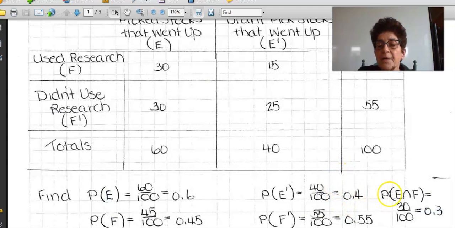The other thing we want to notice is what is the probability, if we pick a broker at random, that E and F occurred. That's the probability that the broker picked stocks that went up and that the broker used research. You can see that that is right here, these 30 people. It's where F and E intersect in the table. So we have 30 out of 100 brokers who picked stocks that went up and used research, for a probability of 0.3 if we were to pick a broker at random.